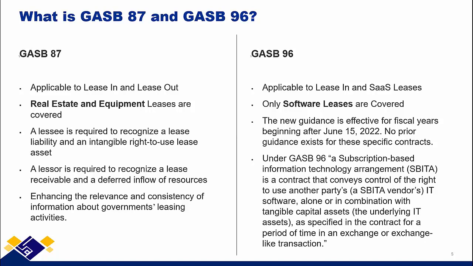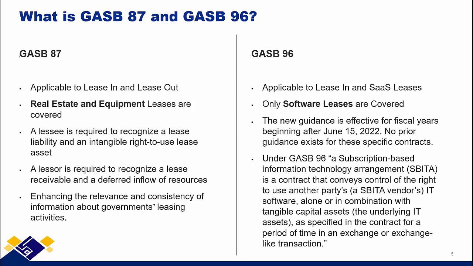This simply means, if you are using a simple software like MS Office, you are using Microsoft Excel spreadsheet, PowerPoint, you basically don't own it. You are using it on a subscription basis, and therefore now you are subject to a GASB 96 compliance requirement. Only software leases are covered. This guidance is now applicable from June 15 of 2022. So basically we are in the first year of GASB 96, and you need to start recording and complying with GASB 96 with immediate effect.